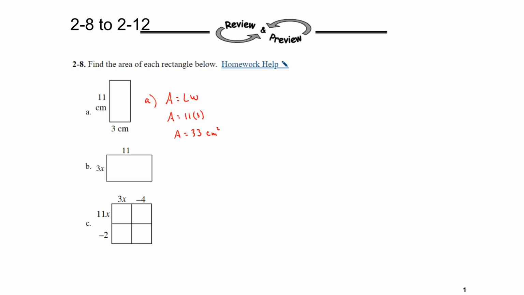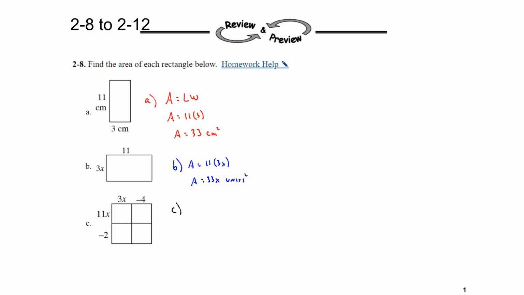On part B, we have 3x instead of 3. So kind of almost the same thing where we have 11, but now instead of times 3, it's times 3x. So what is 11 times 3? That's 33. And then the times x just follows, so that's 33x. And once again, this one is measured in units squared since it doesn't have a unit on it.